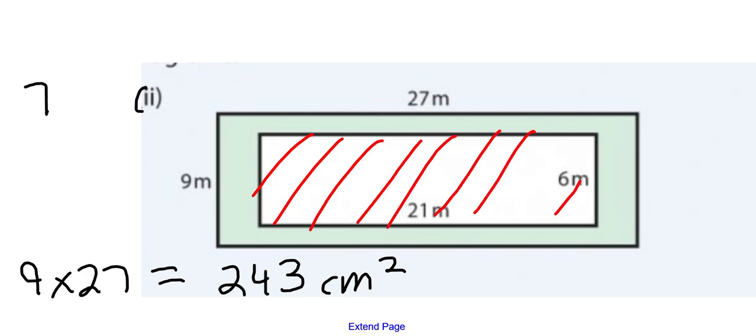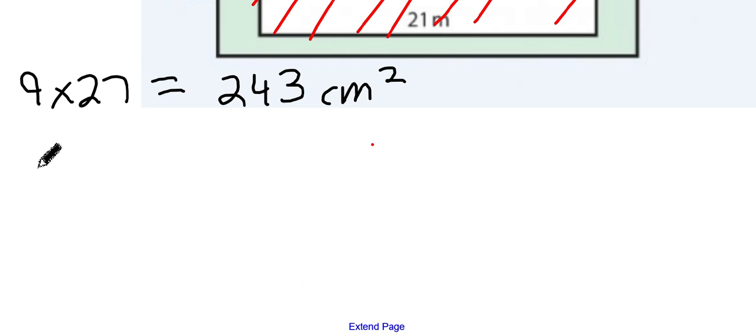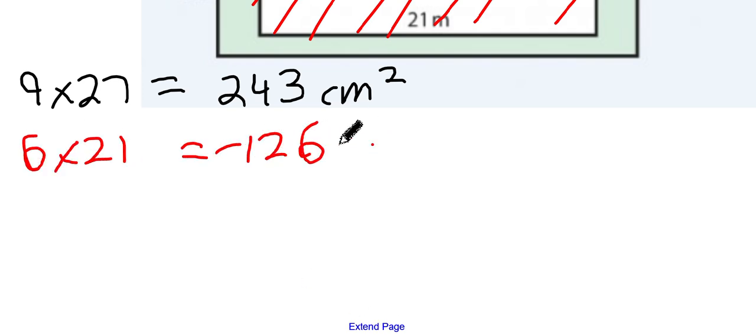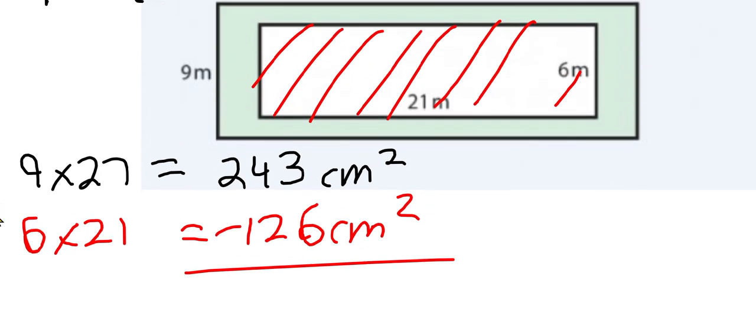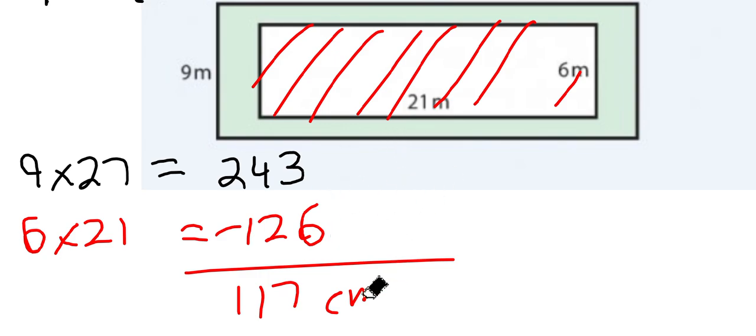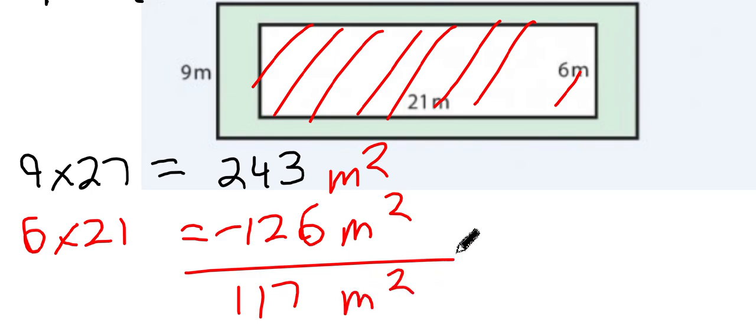How do I get that rectangle? 6 multiplied by 21, yeah? What do we get there? And when you take them away from each other? 117 centimeters squared. Oh, sorry, you're right. I'm wrong. Thanks for that. It actually says meters, so it's meters squared, and 117 meters squared. Cool.